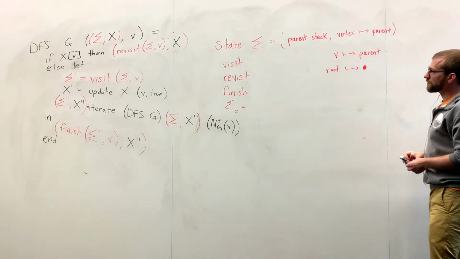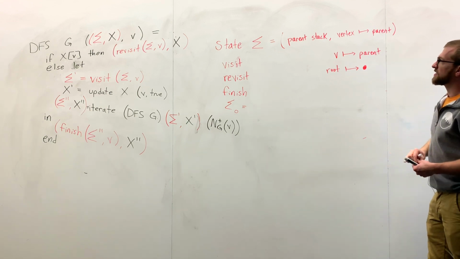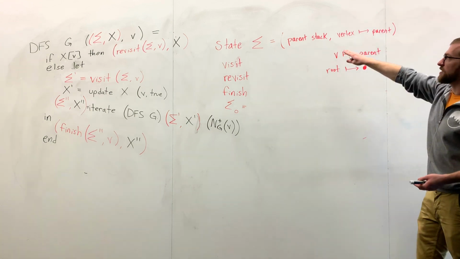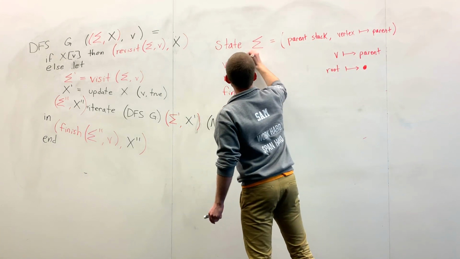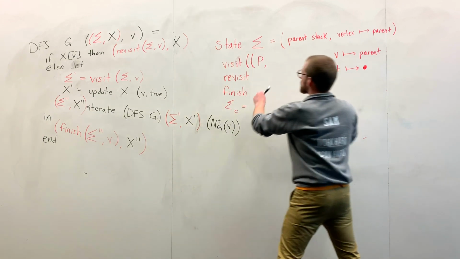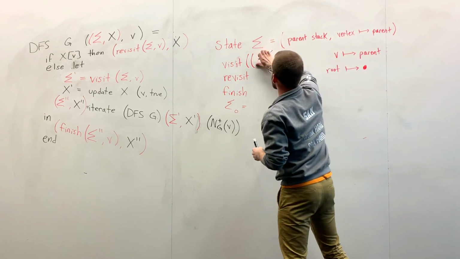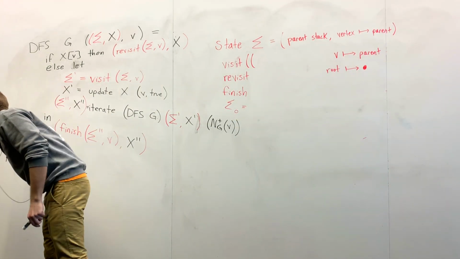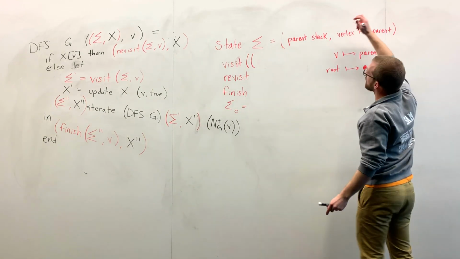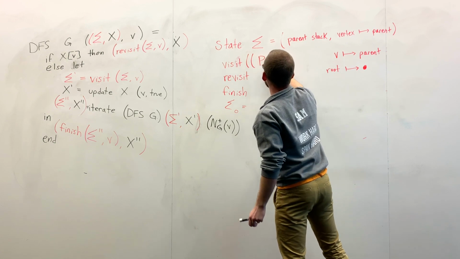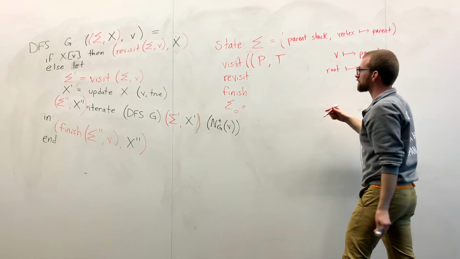We will now use a stack of parents to solve the same problem and implement the visit, revisit, and finish functions with this new data type. In order to see how the parent stack works, it might be helpful to look at the visit function first. So we have a parent stack, and, let me write this with a P, and this lookup table for the parents we'll write with a T.